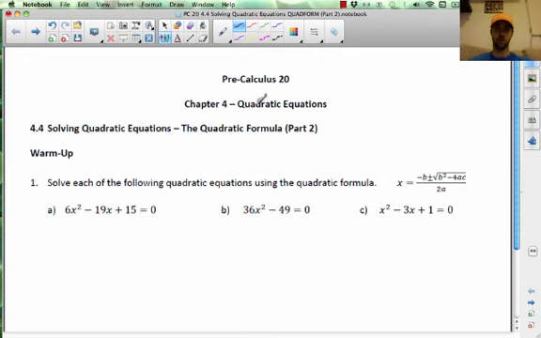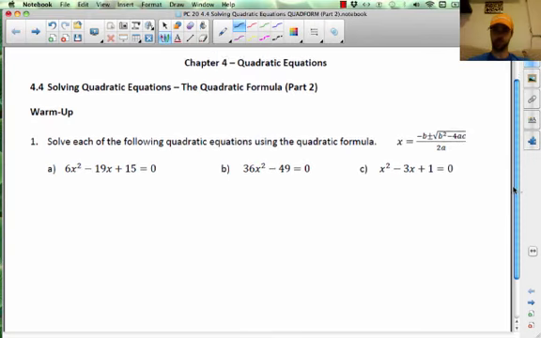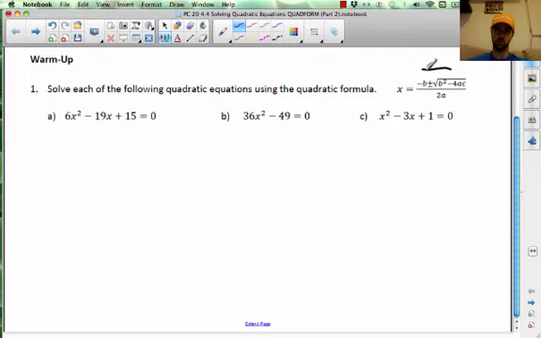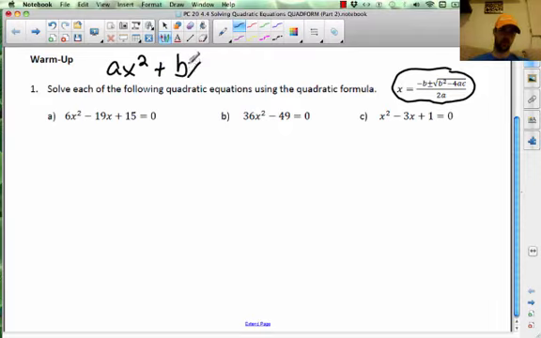Alright, so just a quick little lesson here today using the quadratic formula. So let's start with our little warm-up. So here's the quadratic formula that we're going to use. A, of course, is the coefficient in front of the quadratic term, which is always the one that is squared. B is always the coefficient in front of the linear term. And C is always the constant, the one on its own with no variable in it.